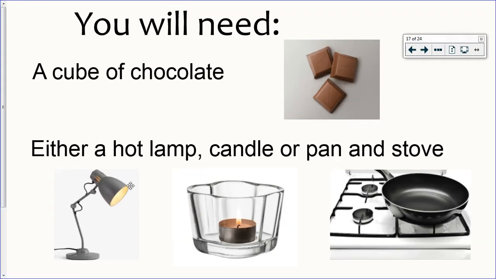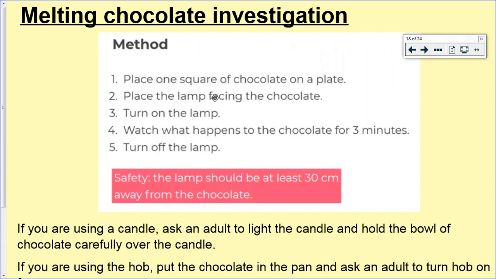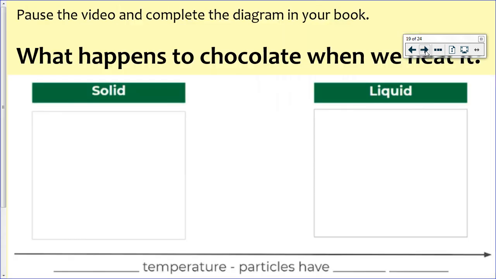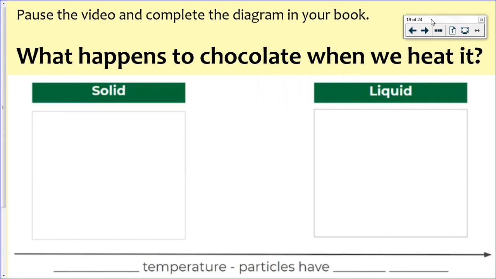So your method there was putting your square in a plate or a bowl, putting your lamp on or putting your candle on underneath, and watching what happened to the chocolate for 3 minutes. So I would like you to pause the video here and complete this diagram in your books.